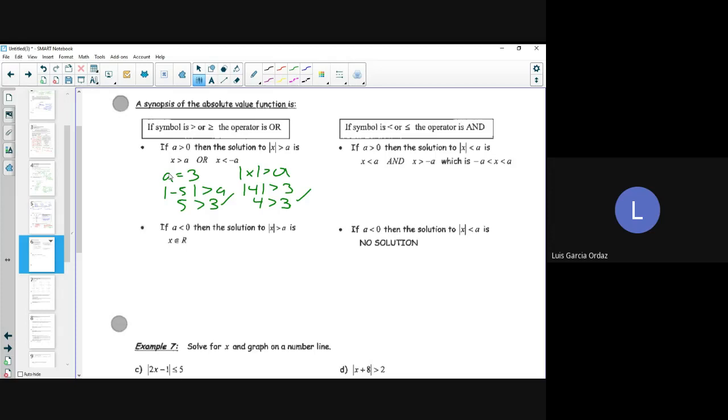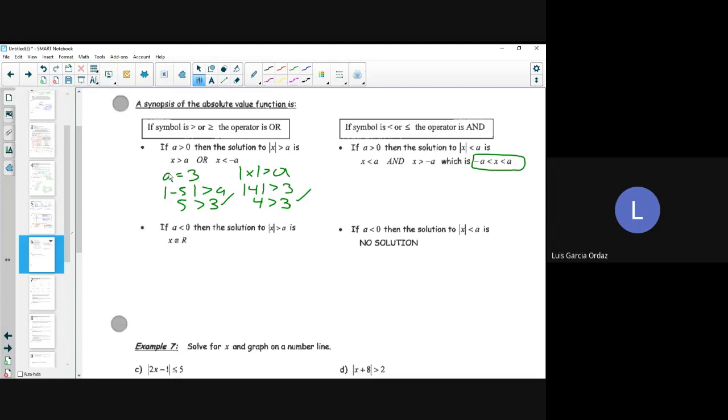And if the symbol is less than, or less than or equal to, the operator is and. So if a is greater than 0, then the solution for the absolute value of x less than a is x is less than a and x is greater than negative a. So you have this notation over here. And if you refer to, I believe it was example number 3, this would have been very helpful to solve for those inequalities.